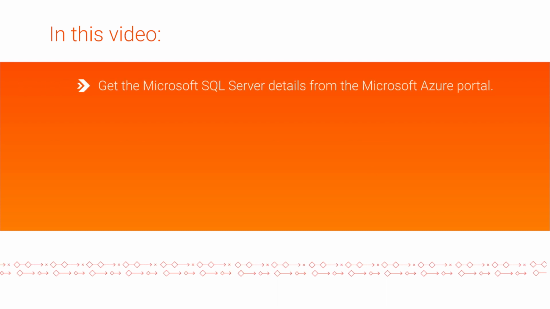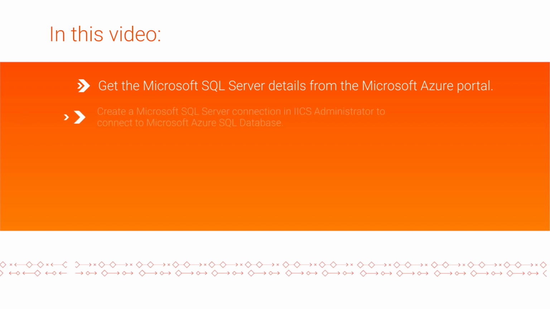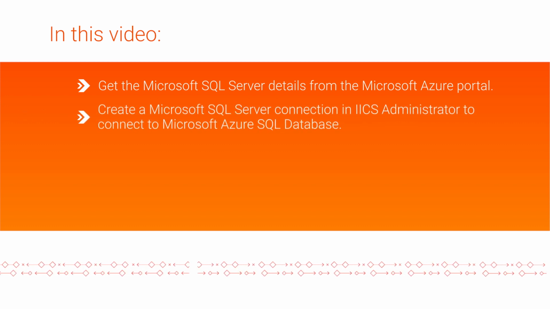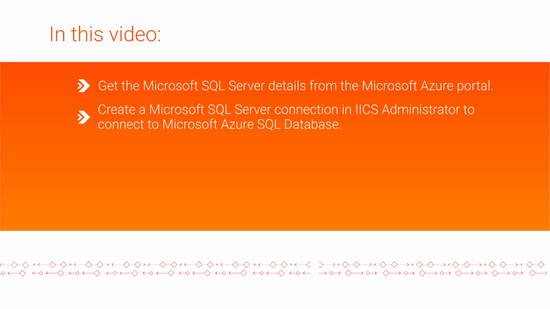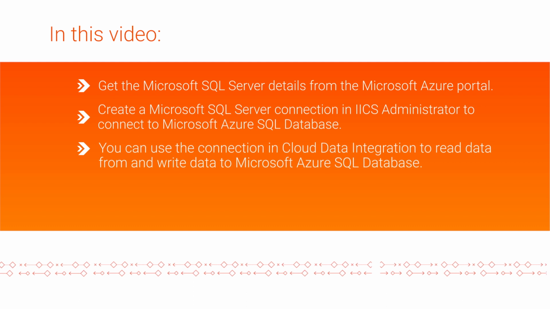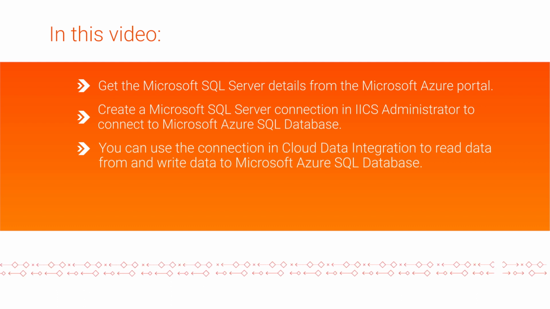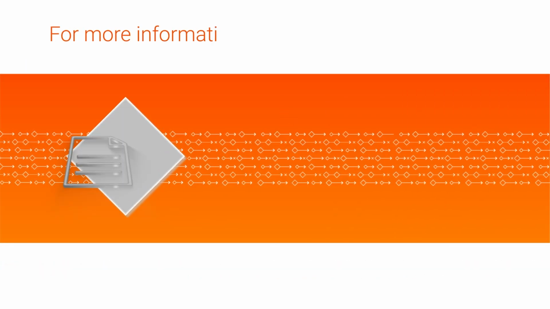And that's it. In this video, we showed you how to get the Microsoft SQL Server details from the Microsoft Azure portal, and how to create a Microsoft SQL Server connection in Informatica Intelligent Cloud Services Administrator to connect to Microsoft Azure SQL Database. You can use the connection in a Cloud Data Integration mapping to read data from and write data to Microsoft Azure SQL Database. For more information, see the Microsoft SQL Server Connector Guide on the Informatica Documentation Portal.